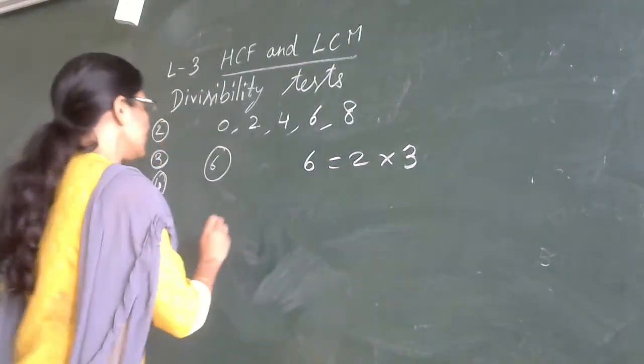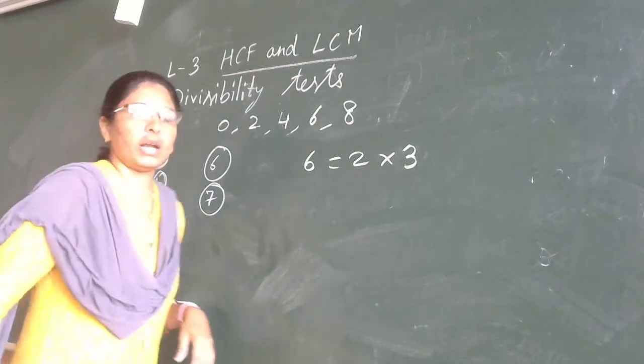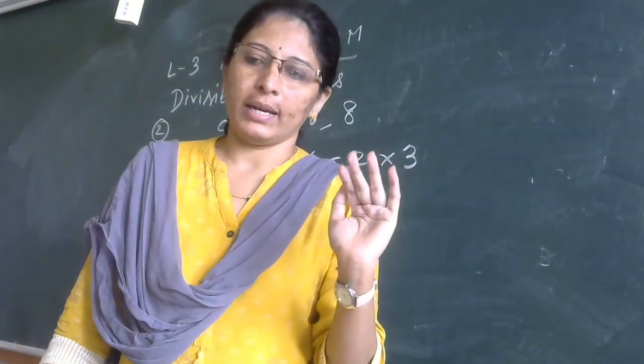Okay. Next is divisibility by 7. Now, divisibility by 7, you have to understand carefully.